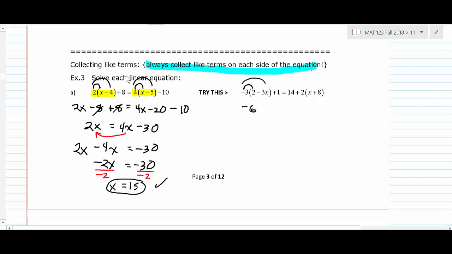negative 6. Now here's a place where students slip up. What is this going to be when you multiply those two things? Positive. A negative times a negative is a positive. So if you didn't get this, you need to be aware of that. That's positive 9x. I would predict some students would make that mistake. Then the plus 1 comes down. So be really careful on that distributive property.